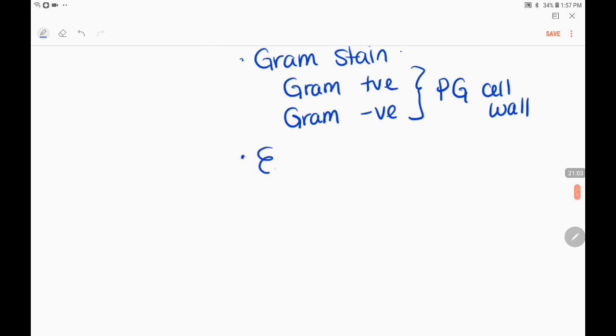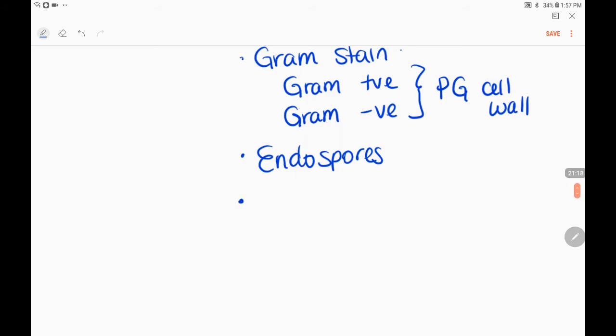We can also do an endospore stain, which tells us whether or not they have endospores. Endospores are very difficult to get rid of. Things like anthrax, Bacillus anthracis, have endospores, and these can only be destroyed by autoclaving, so that's important to know. The 2 groups that typically have that are Bacillus and, what's the other one? Clostridium. If you've heard of C. diff, lots of those have endospores.